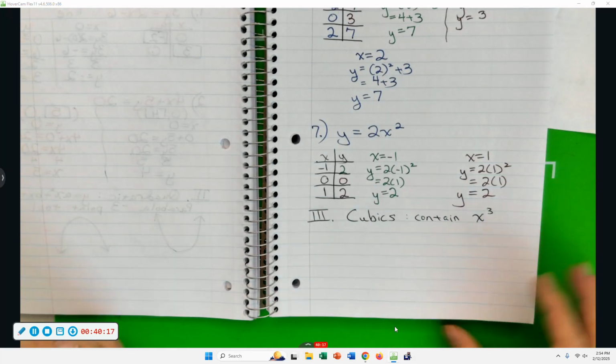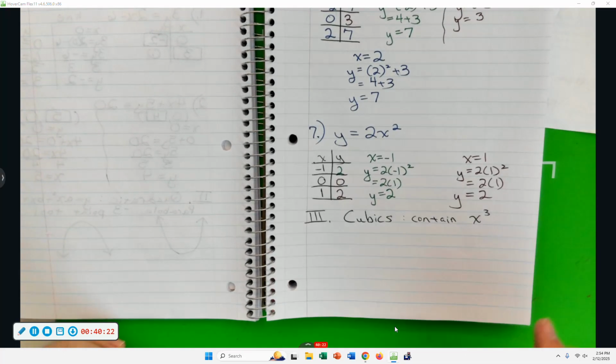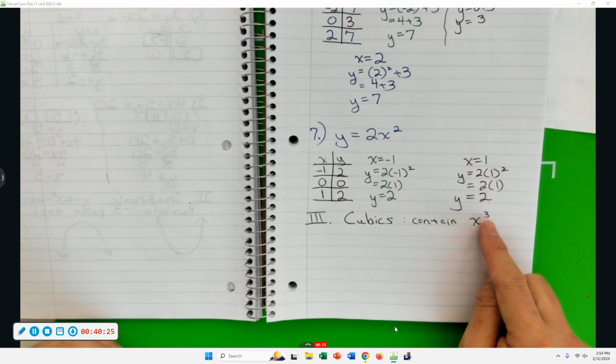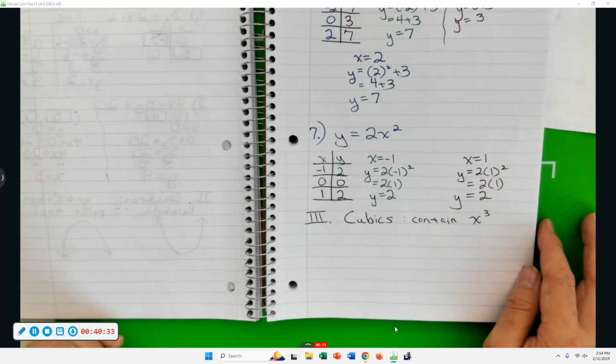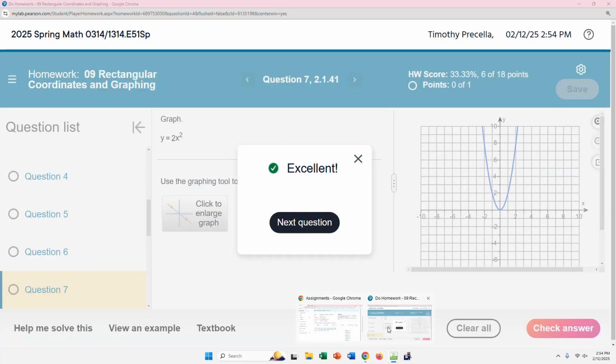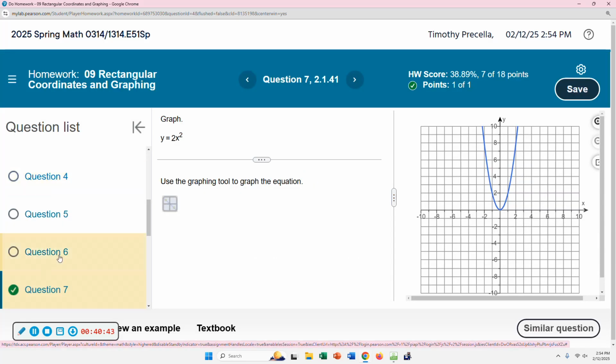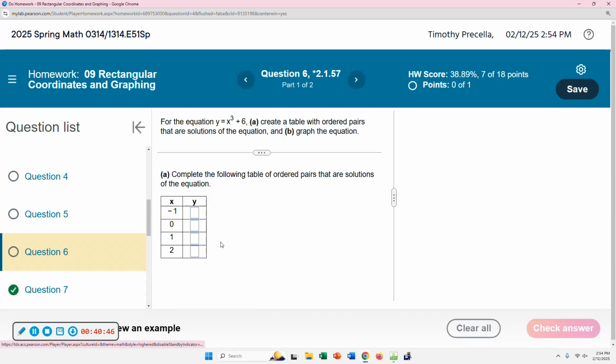Now, when you have those x cubes, you've really got to be careful if you're having to choose the numbers to plug in, because if you try to plug in 10 here, 10 cubed, 10 isn't that big. When you cube it, you're getting 1,000. There's no way they're going to let you plot a y value of 1,000 on the grid. So I think fortunately they're going to give you the numbers they want you to plug in. Okay, so which number is this? Number 6. Ah, there it is. For the equation y equals x cubed plus 6, create a table of ordered pairs and graph the equation.